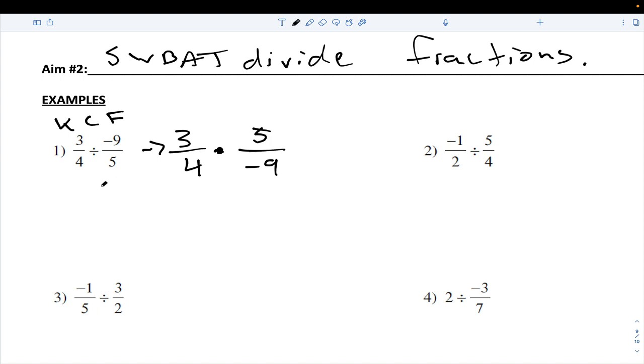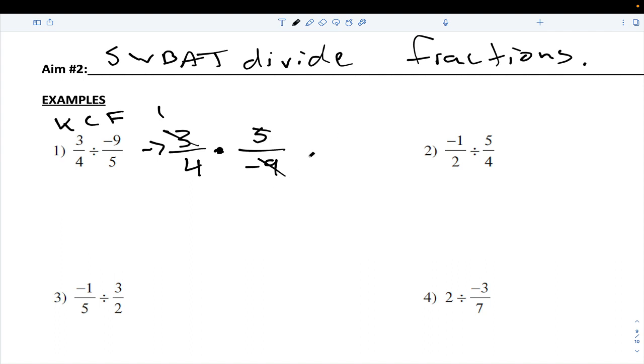So this looks like KCF. You've been taught KFC though, and so just think about it as keep first, then flip, then change. But when you write it, it looks like KCF. It's fine. Cross cancel the 3s with the 9s. Check your voice. 3, 2, 1.